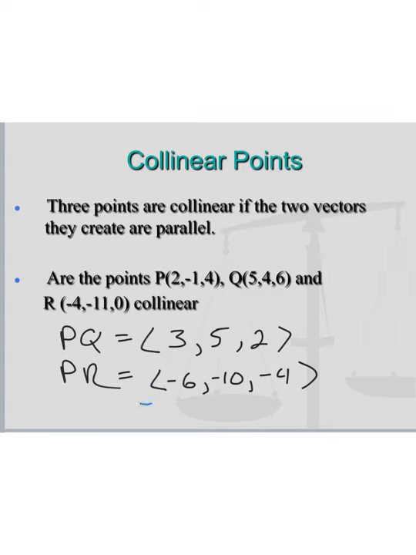We can do negative 6 over 3, and we get negative 2. I can also do negative 10 over 5, and again, I get negative 2. And then last but not least, I can do negative 4 over 2, and I get negative 2 again. So since there is a scalar multiple, in this case negative 2, that I can multiply one of my vectors by to get the other vector, that means that these 3 points must be collinear.